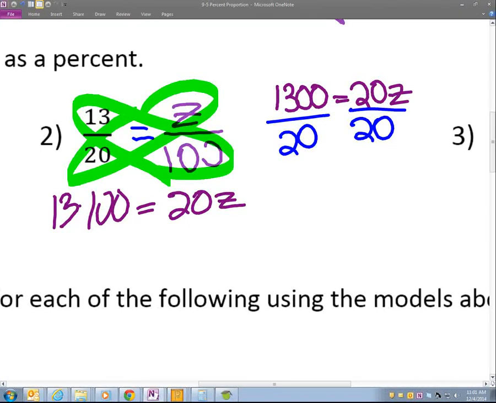Okay, what do I have? Well, here's a clue. If we trust Jeff, it should be what? 65. And 1300 divided by 20 is 65. So we've solved for z.